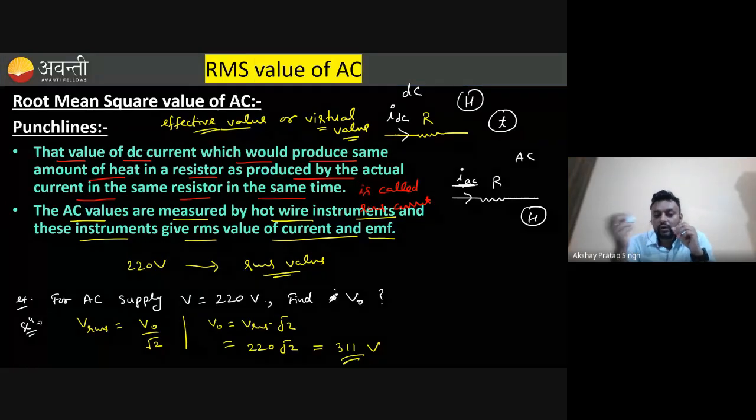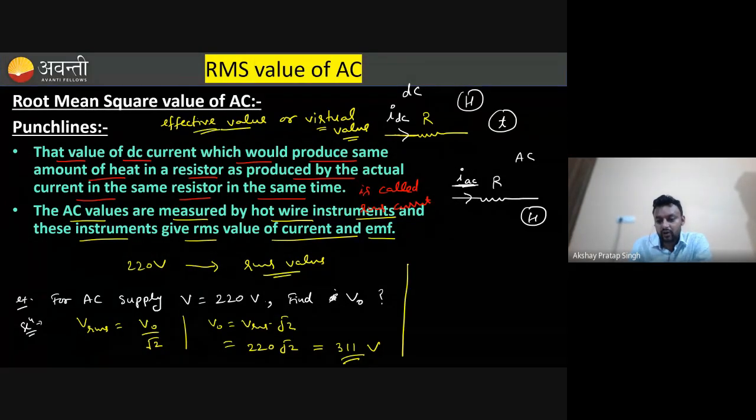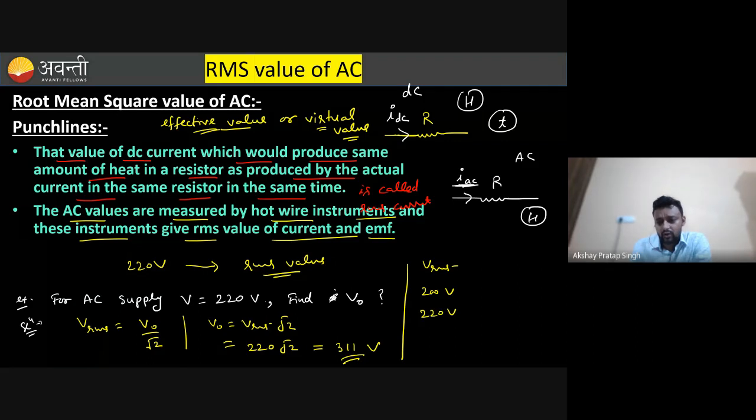For which voltages do you need to remember? Just remember, for example, if VRMS is 200 volt, 220 volt, and 240 volt, remember V naught for these values in maximum terms. Just keep it in mind. While solving the numerical, you don't need to calculate then. I hope it is clear. Moving further.